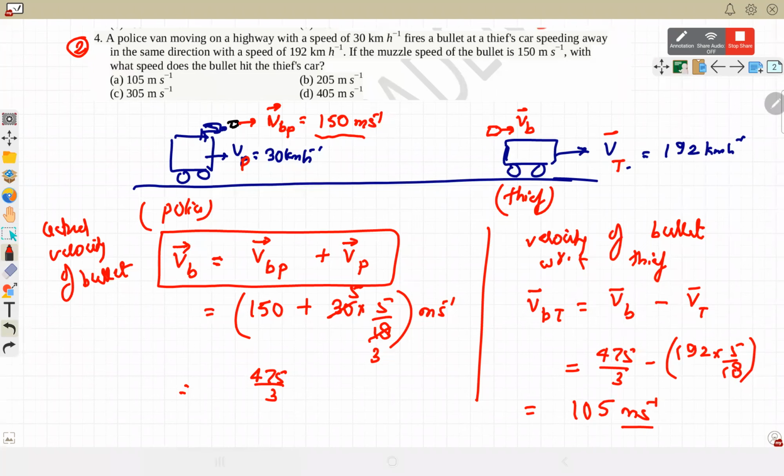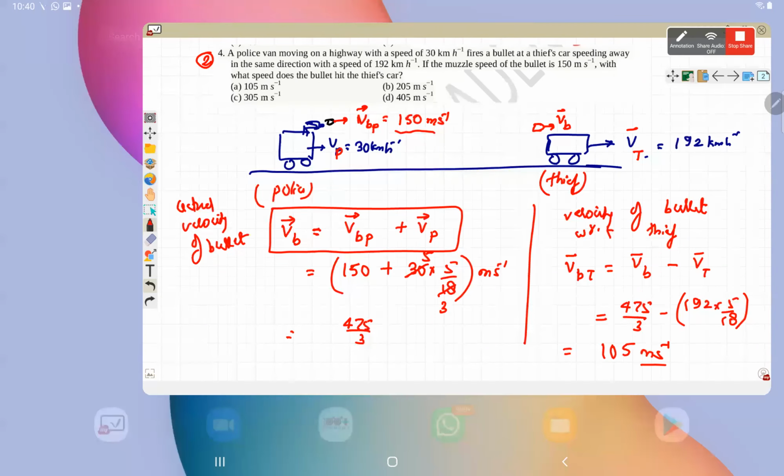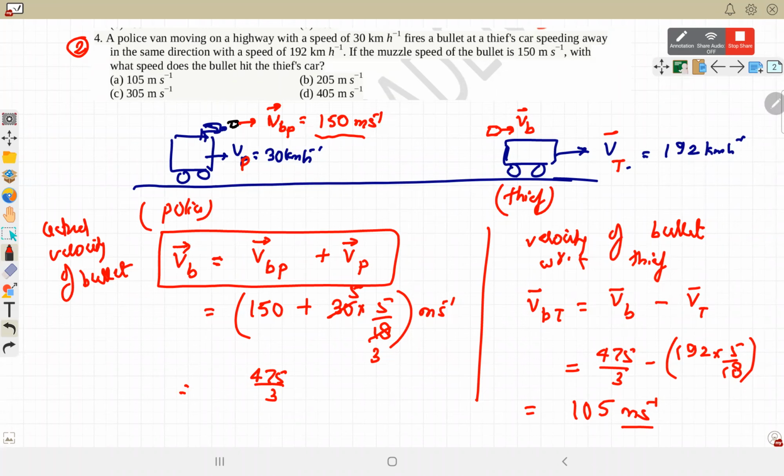Sir, can I ask you something? Mm-hmm. Sir, if there's a person who is sitting at the back seat of the car and he fires a gun, he fires the bullet at a person who's sitting in the front seat of the car and the car is moving. So will it hit the person sitting in the front seat? In the same car? Yes, sir. Back seat, front seat, yes. Why not? Because the bullet speed with respect to the car is more than the car speed. Obviously, it will.